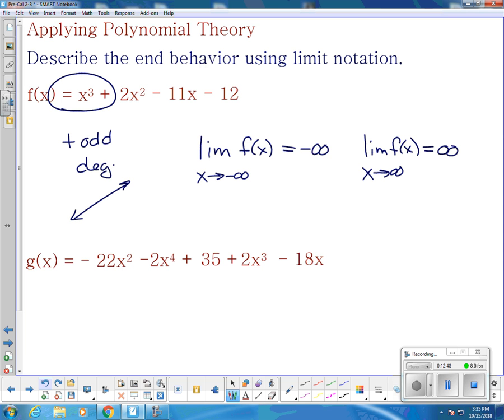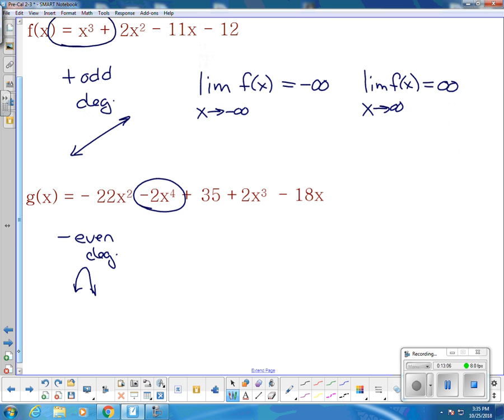Remember, it doesn't have to be in standard form. So if you look, this is supposed to be our leading term, if I were to rewrite that. So we have a negative even degree. So I'm thinking of the negative quadratic. So the limit of this function g as x approaches negative infinity is, if you look here at our quadratic, the height is going down, down, down. So it's negative infinity. And it's going to be the same as x goes to positive infinity.